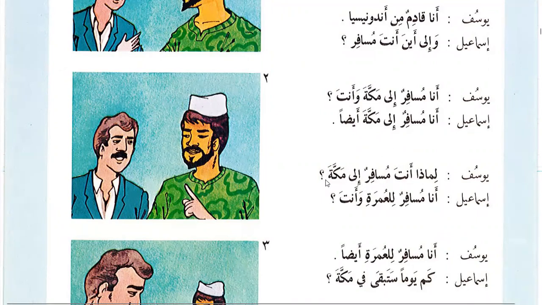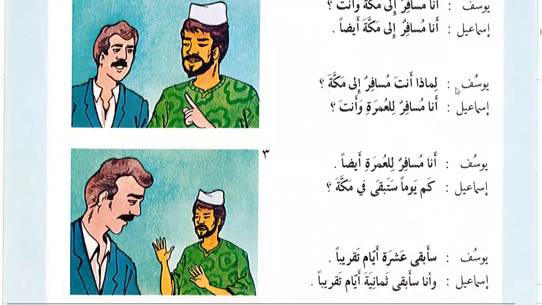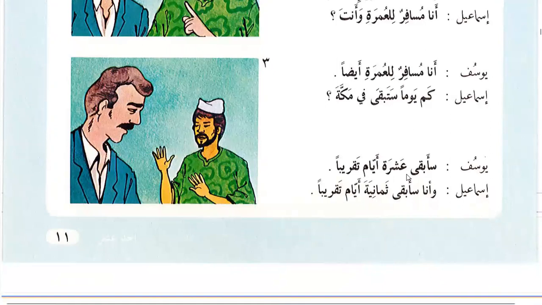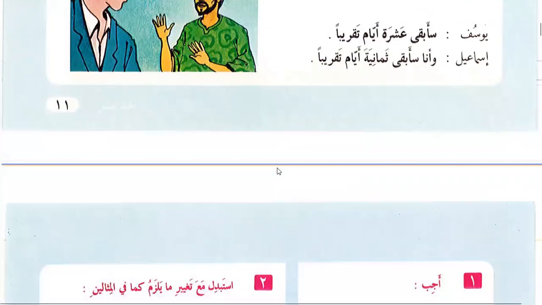لماذا أنت مسافر إلى مكة? Why are you traveling to Makkah? أنا مسافر للعمرة. وأنت, and you? أنا مسافر للعمرة أيضا. I am also traveling for Umrah. كم يوما ستبقى في مكة? How many days will you stay in Makkah? Yusuf: سأبقى عشرة أيام تقريبا. I will stay 10 days approximately. وأنا سأبقى ثمانية أيام تقريبا. And I will stay 8 days approximately.